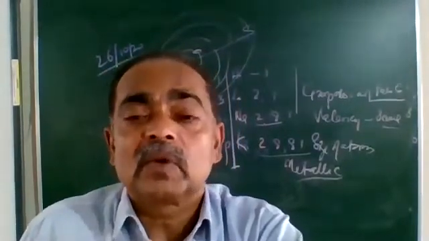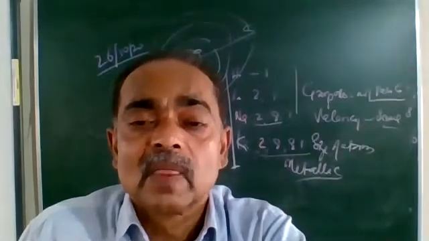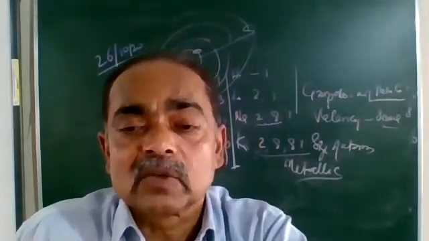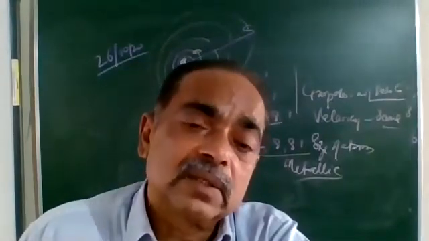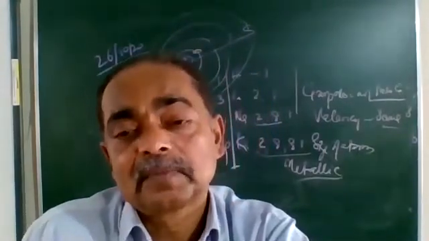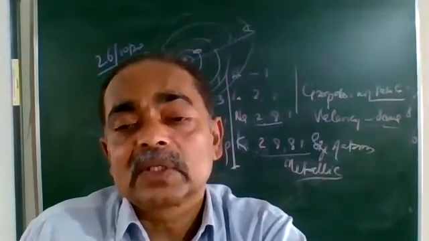Going from top to bottom, metallic character increases. Metallic oxides are basic oxides. So the basic nature of oxide increases and the acidic nature of oxide decreases. Understood it?